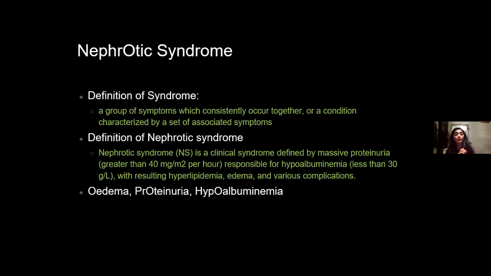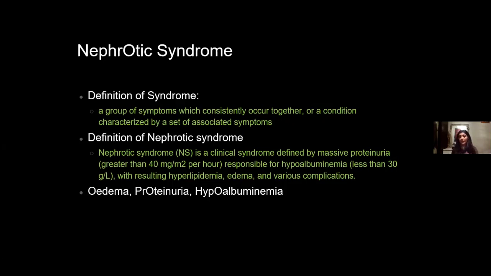So the definition of nephrotic syndrome is a clinical syndrome that's defined by massive proteinuria, greater than 40 milligrams per meter squared per hour, and this leads to hypoalbuminemia. Hypoalbuminemia occurs because we're losing proteins and albumin faster than our liver can make it. So we have less albumin in our blood, and this in turn leads to hyperlipidemia, because if we think about our apolipoproteins, they help us carry our lipids around the blood, and if they're not there, then we're just going to have lipids floating around. So this is a hyperlipidemia.